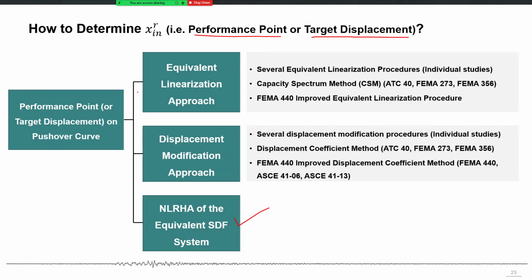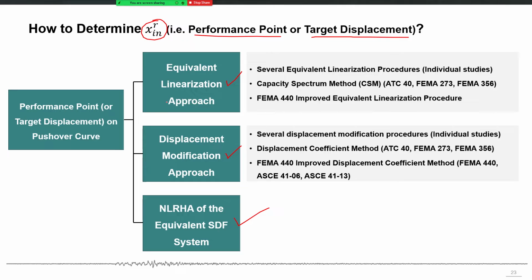So if I classify the methods used for the determination of performance point, I can classify them into two categories. One is called equivalent linearization approach. All of these are the methods to determine performance point or this target displacement XRIN. The second category of methods is displacement modification method.